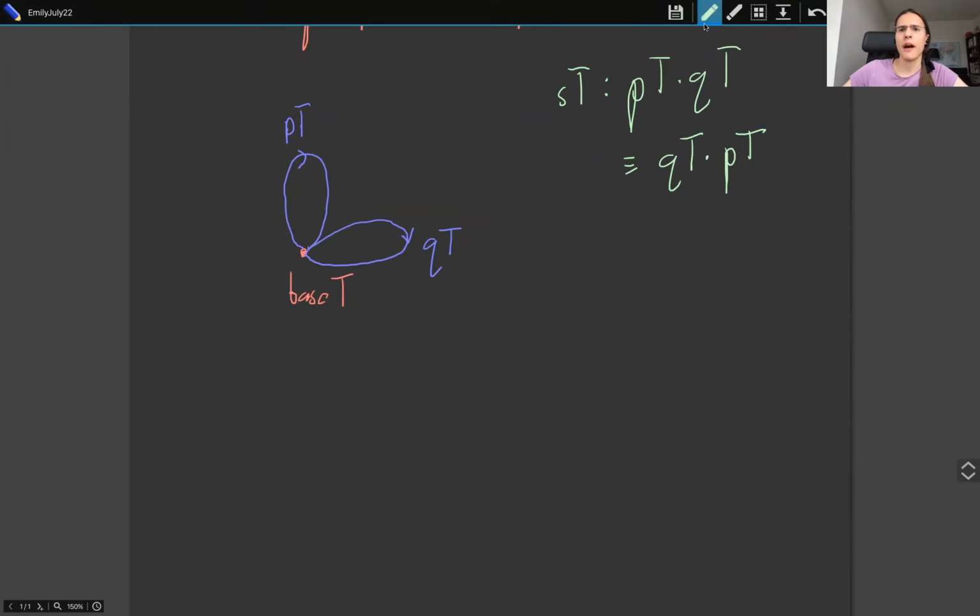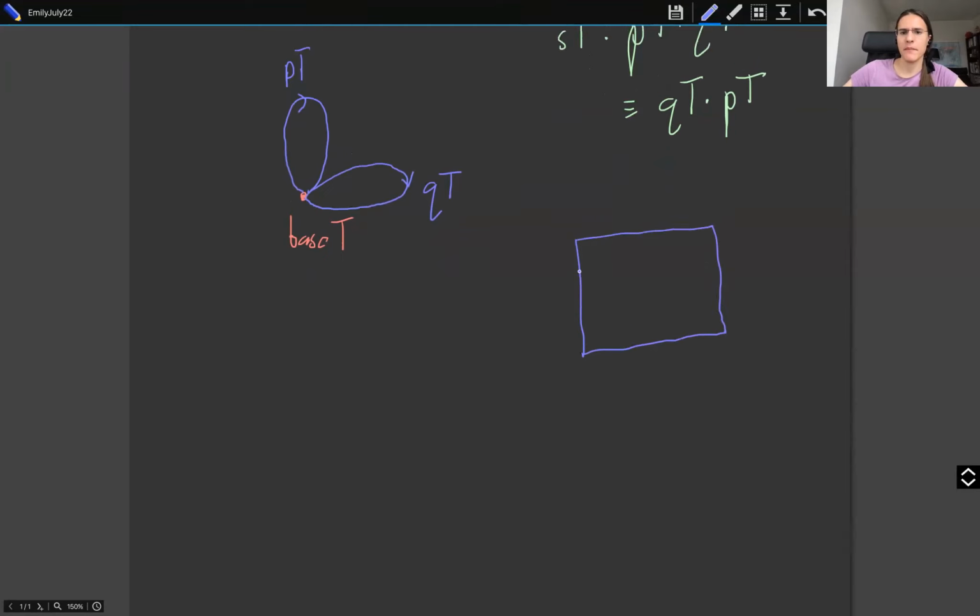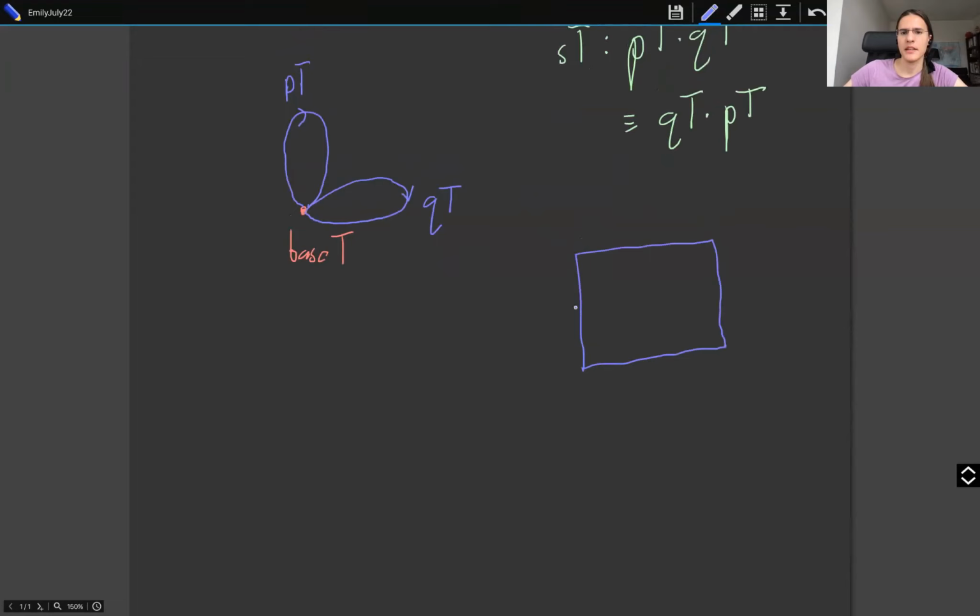Now, one other way to picture this is suppose that we had a square. And suppose that we had paths, this was the path. Okay, one way that we can get the torus is like this. We make an identification of this side and we make an identification of this side. Then this point becomes identified with this point. This loop becomes identified with this loop, and this one becomes identified with this one.